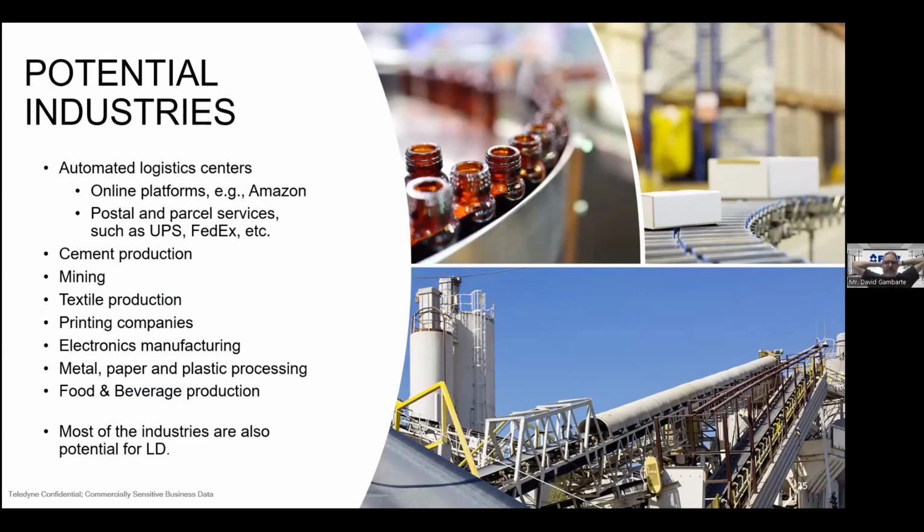Cement production, mining, textile production, printing companies, electronic manufacturing, metal, paper, and plastic processing, food and beverage production. Most of these industries are also potential for leak detection, with the same cameras where we have the mechanical. Just remember that we also have leak detection for gases and for compressors. So the cameras are really a complete and holistic solution for this kind of customer.